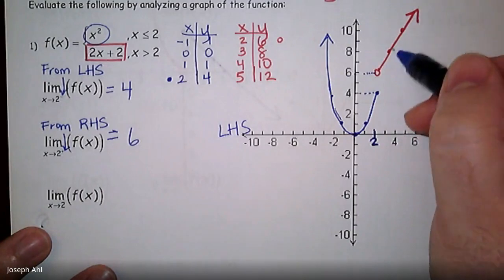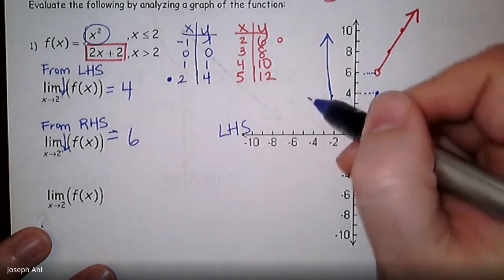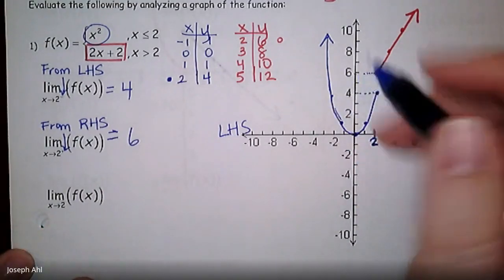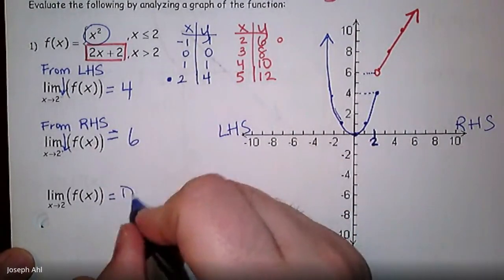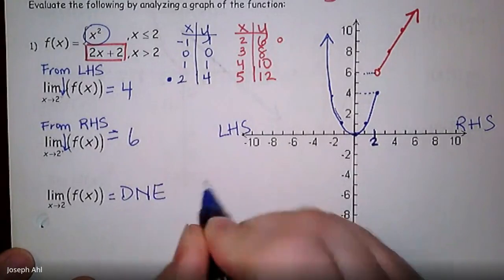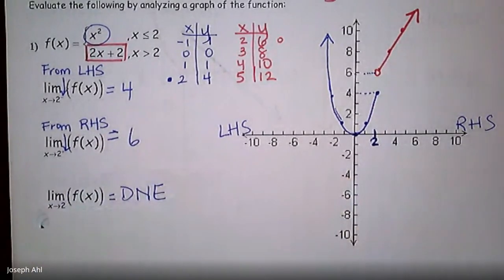Well, as x gets close to 2 from the right, I'm getting closer to a y value of 6, which means that the limit as x goes to 2 for the function f of x, the moment you've all been waiting for, does not exist.